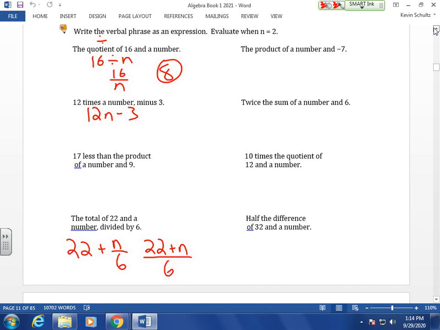So is it the first one or the second one? It's the second one. The total of 22 and a number, comma, take that, stop, pause, and then divide by 6. So commas do serve an important purpose here. They are used to stop, pause, finish this, and go for it.